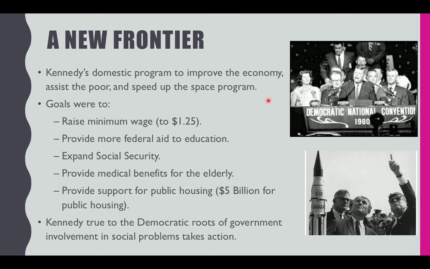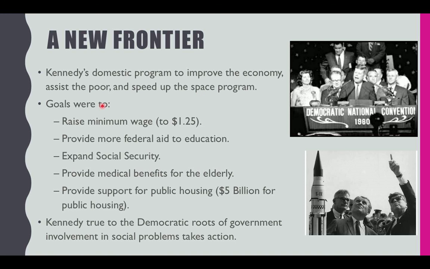So what is this new frontier that I'm talking about? A new frontier is very similar to the New Deal, to the Square Deal, to the Fair Deal. This is Kennedy's domestic program. This package of programs that he wants to pass in order to advance the country. And what he's aiming at is the economy, how to assist the poor, and where the package gets its name from is the space program. Space is the new frontier. We've got to go beyond Earth and into the sky.